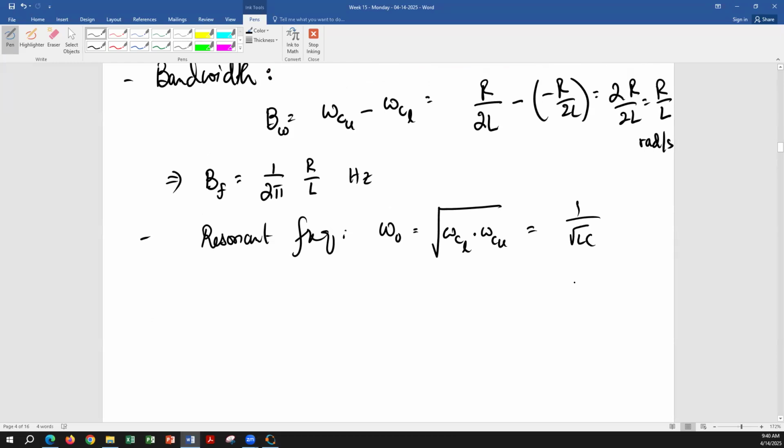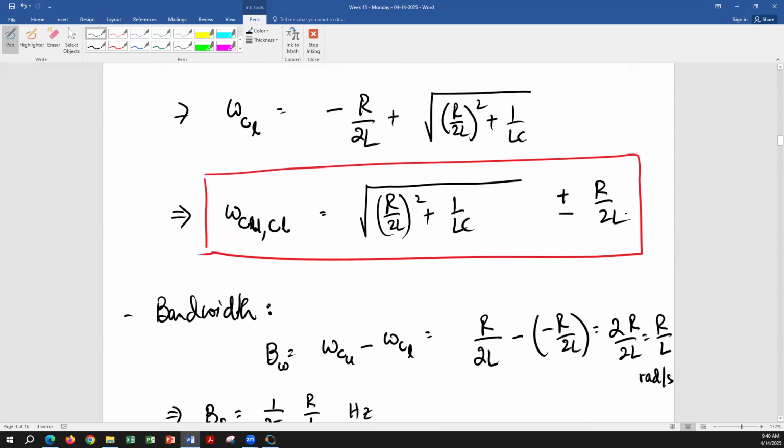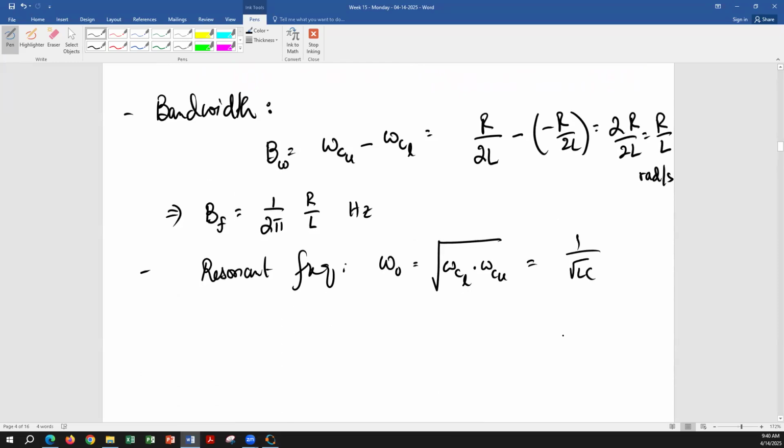I'm not doing the derivation, but it's easy to do. Multiply the two roots together, and you will see that you come up with 1 over square root of LC, which is your resonant frequency. So resonant frequency can also be calculated if you know the cutoff frequencies: you take the product of the cutoff frequencies, and take the square root of that.